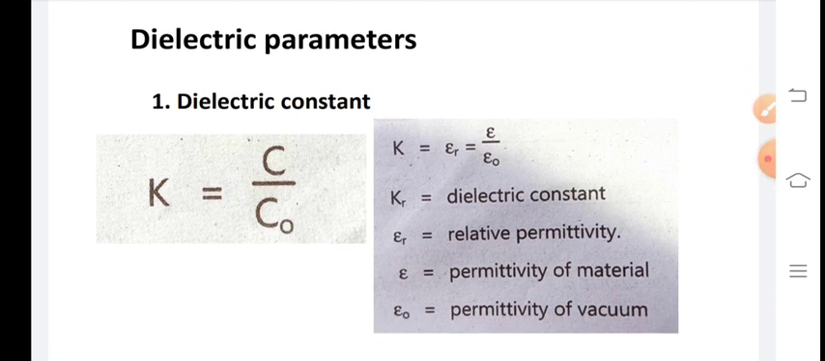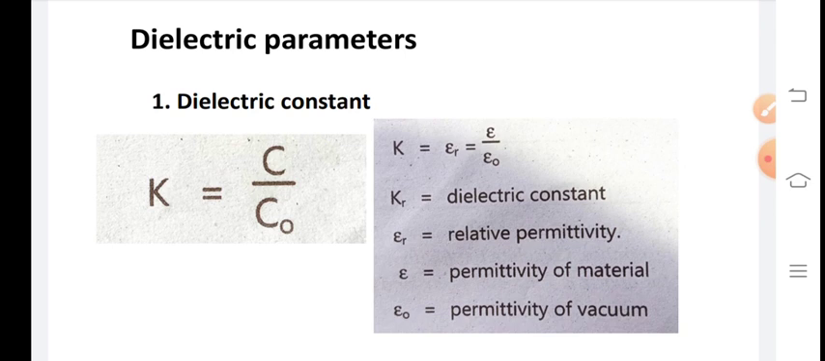Now, our second point is the dielectric parameters. Today we are discussing the various dielectric parameters such as dielectric constant, electric displacement, polarization, and polarizability. These are the dielectric parameters. So the first dielectric parameter is the dielectric constant.